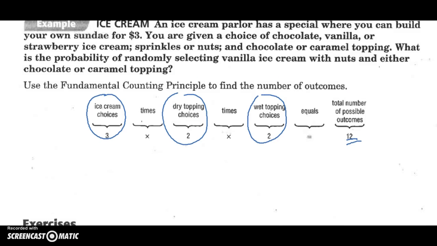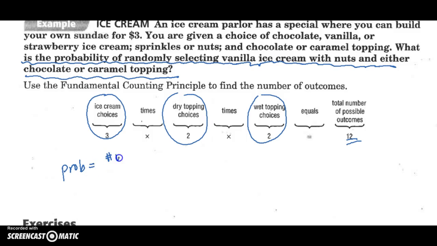So then it says, what is the probability? Let's read this last part. What is the probability of randomly selecting vanilla ice cream with nuts and either chocolate or caramel topping? Okay, so now my total possible, so probability, let's review. Probability is the number of winners divided by total possible. And so our total possible here is 12.